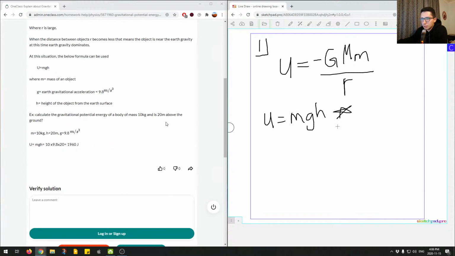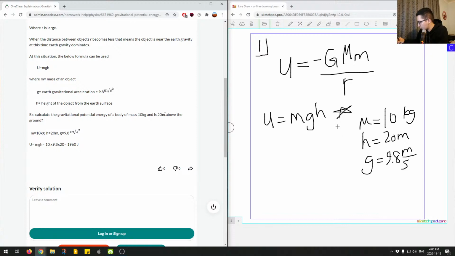So I believe there's an example down here. We'll run through this. Calculate the gravitational potential energy of a body of mass 10 kilograms that is 20 meters above the ground. So we have m equals 10 kilograms. These are in the correct SI units, kilograms for mass, so we don't have to do anything there. h is 20 meters, so I'll put the units. And then we know g is 9.8 meters per second squared, which is just acceleration due to gravity. So here we just plug in these values: 10, 9.8, and h is 20.